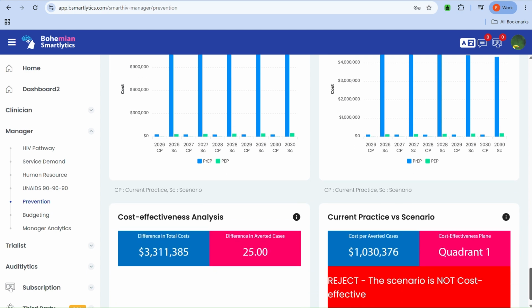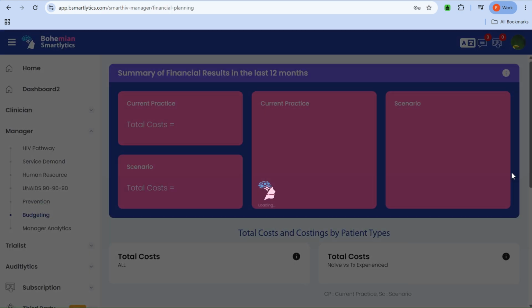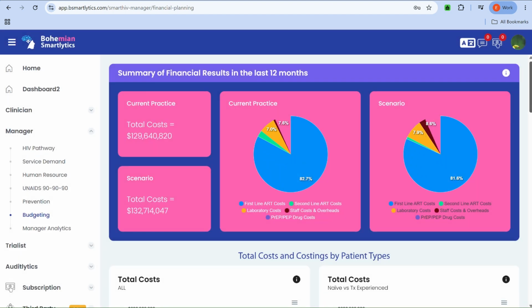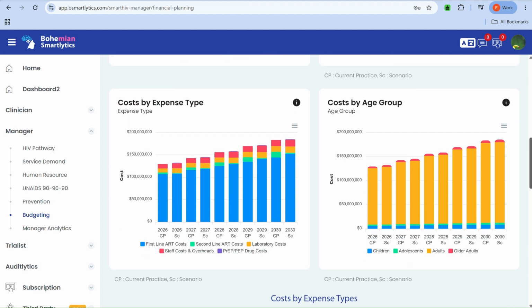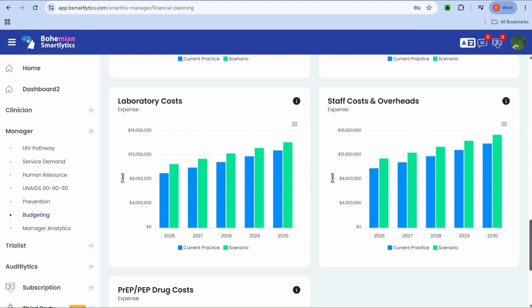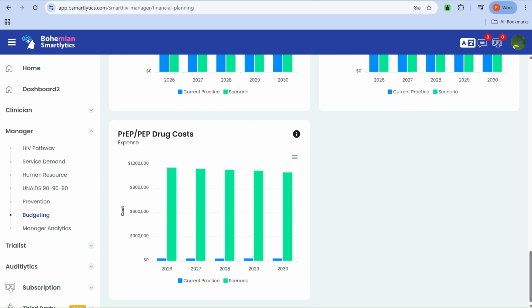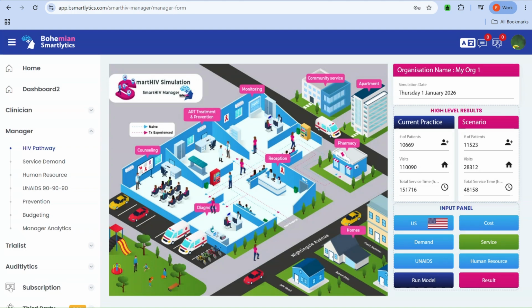Finally, the budgeting dashboard shows the financial picture: cost broken down by patient type, age, and expense category. And because the scenarios are limitless, this example models a new product launch, PrEP, but the same approach applies to any intervention. And SmartHIV PRISM isn't limited to a single service. The same model runs at national level, regional level, or state and city level, one platform, any scale.